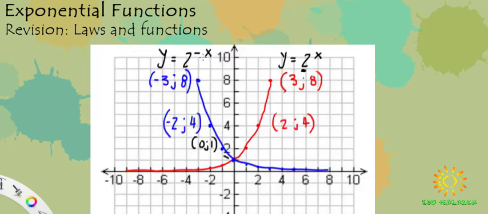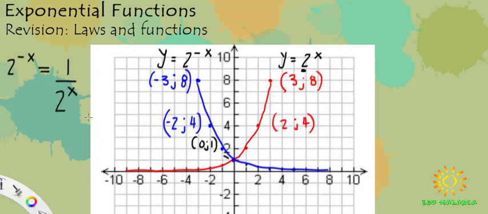Now on this graph we have y is equal to 2 to the power minus x. Remember the negative power law? Let's write this down like how it is. According to the negative power law, when you have 2 to the power minus x, that is also equal to 1 over 2 to the power of x.